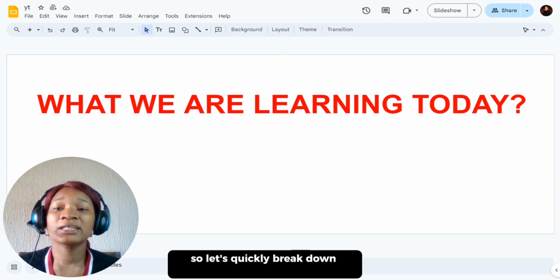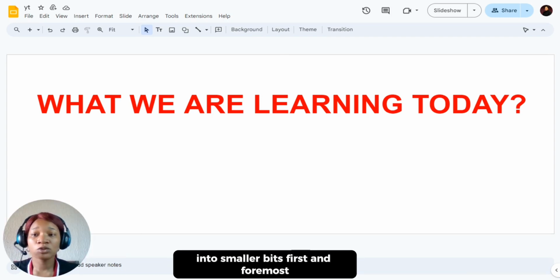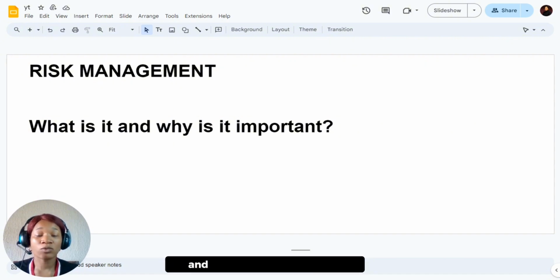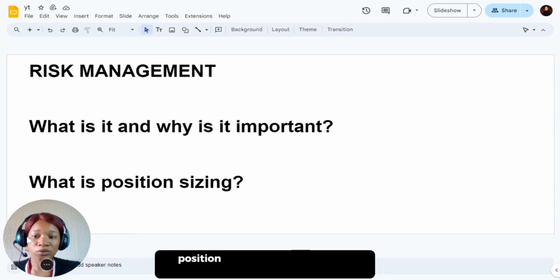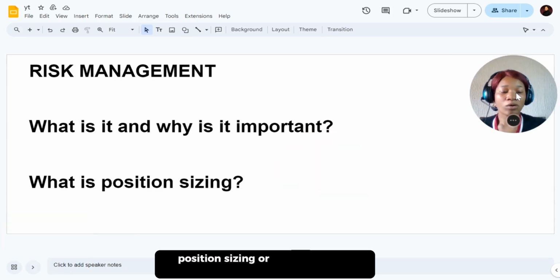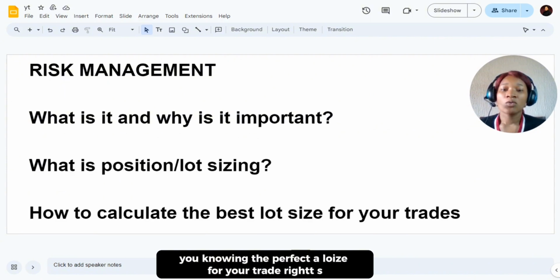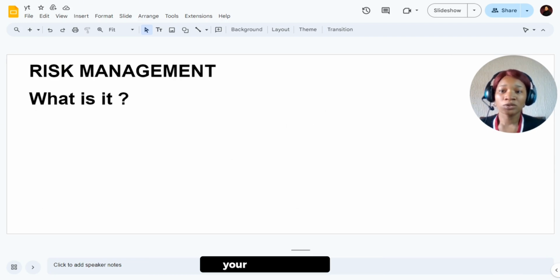So let's quickly break down everything we'll be learning today into smaller bits. First and foremost, we are going to be looking at what is risk management and why it is important. Then we're going to be looking at position sizing or lot sizing, knowing the perfect lot size for your trade, right? We're also going to be seeing how to calculate the best lot size for your trade, right?